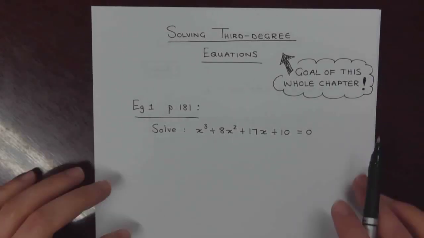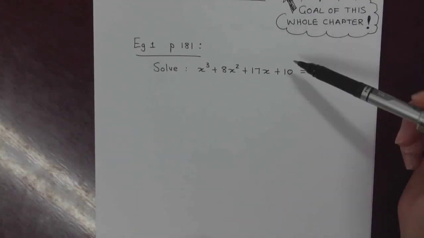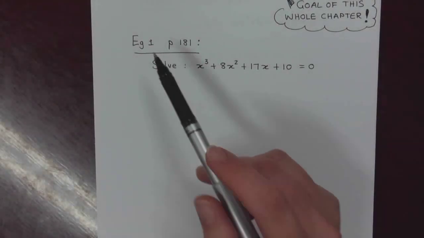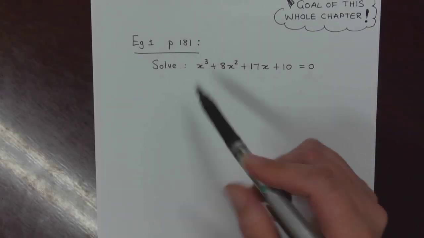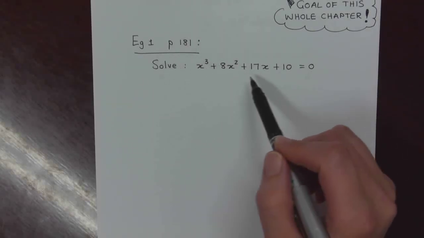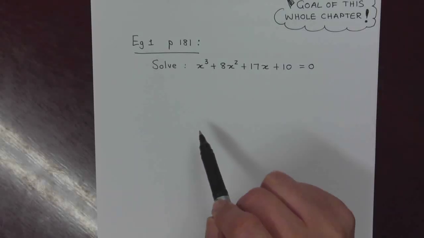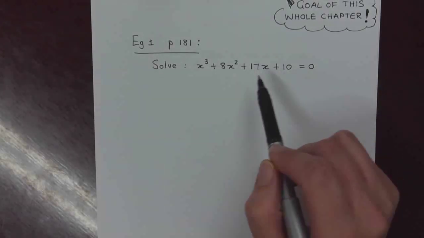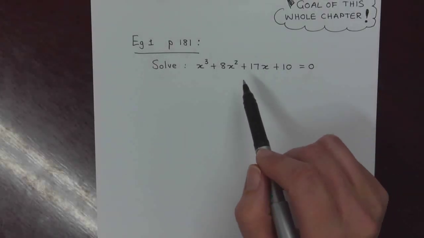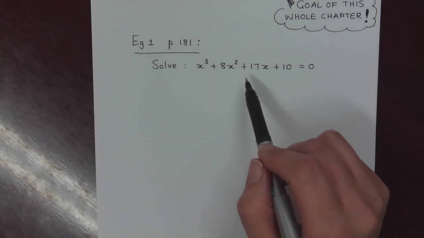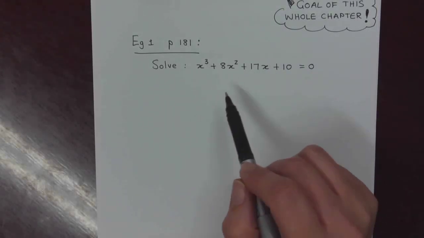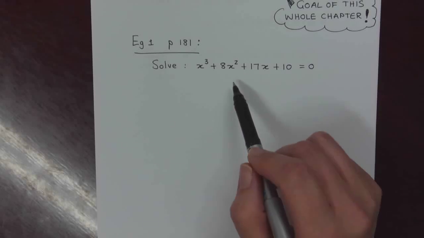So when I want to solve an equation like the following, this is example 1 on page 181. Solve x cubed plus 8x squared plus 17x plus 10 is equal to 0. What we've got here is a cubic expression, exactly like the ones we factorized in the previous video. So in order to do this one, I will first need to get one factor.